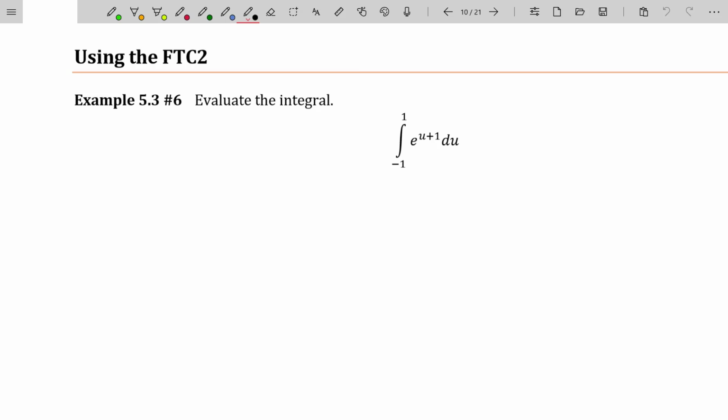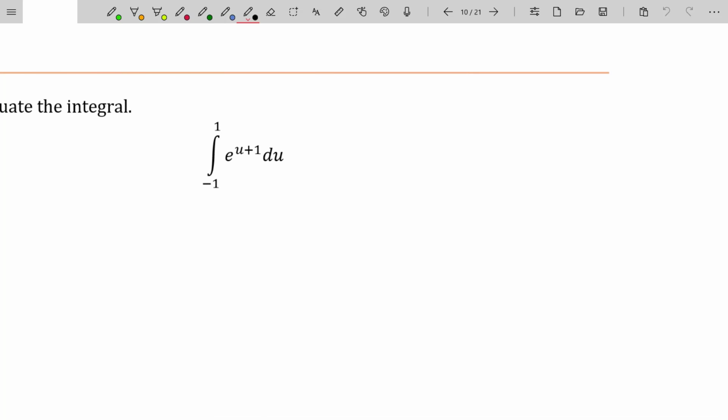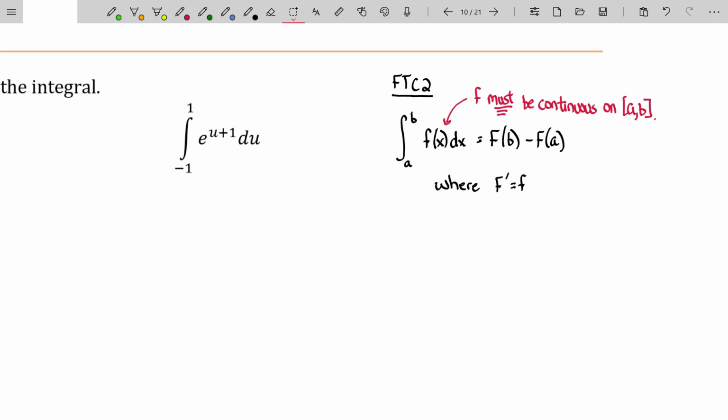Evaluate the integral. And remember, the fundamental theorem of calculus part 2 says the following. The integral from a to b of little f of x dx is equal to capital F of b minus capital F at a, where capital F prime is little f. That is, capital F is an antiderivative of little f.